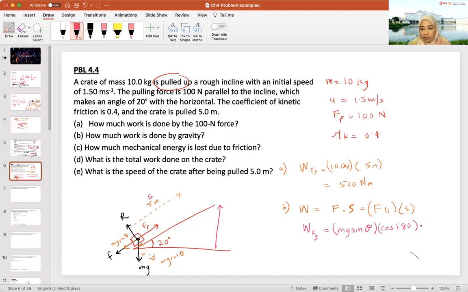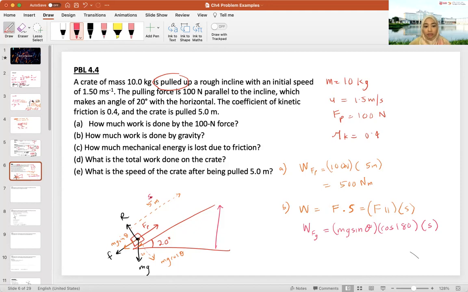And then I times it with S. Okay, let me repeat myself here. I have a force called mg sine theta. This is from our gravitational force. I have a force mg sine theta that is parallel to my displacement. It is parallel, so it's cool. We can find out what is the work done.